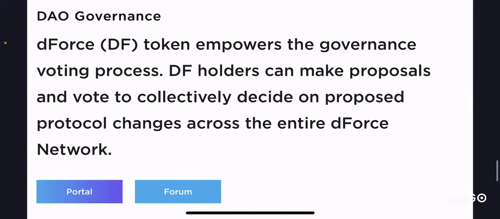So DAO governance. One of the features of D4s is using their native DF token as a governance token that allows users who have the DF token to participate in governance proposals, right? Just like any other utility token of any smart contract platform. So D4s token empowers the governance voting process. DF holders can make proposals and vote to collectively decide on proposed protocol changes across the entire D4s networks. Again, very straightforward concept. If you hold DF tokens, you have a say on the future of the D4s network, right?